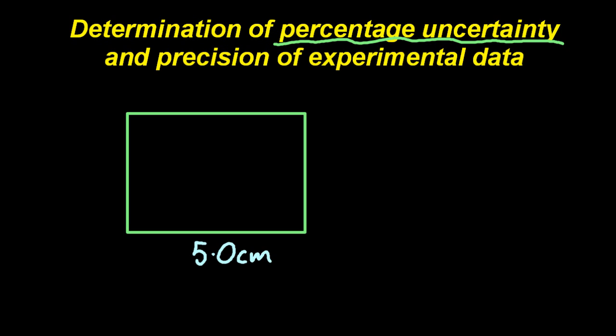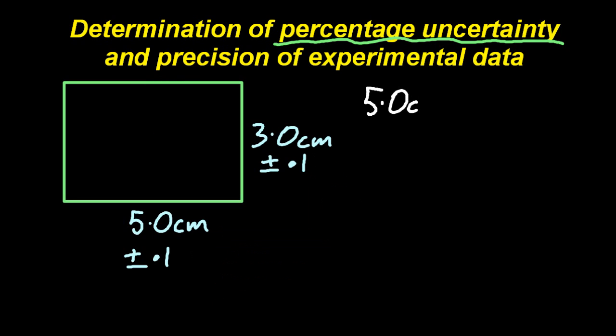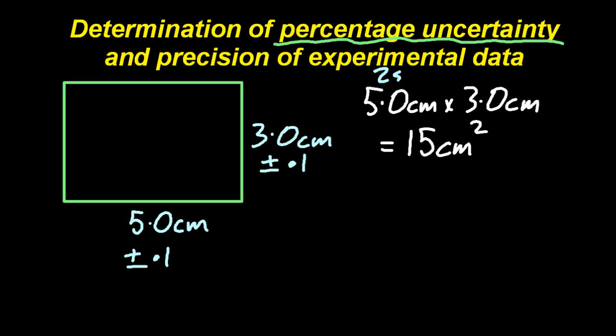Percentage uncertainty, well, let's look at this rectangle, 5 by 3 centimeters. There's the uncertainties. So that's going to give me 15 centimeters squared to 2 sig figs. Now, what am I going to do with those uncertainties? Well, let's work out the percentage uncertainty.